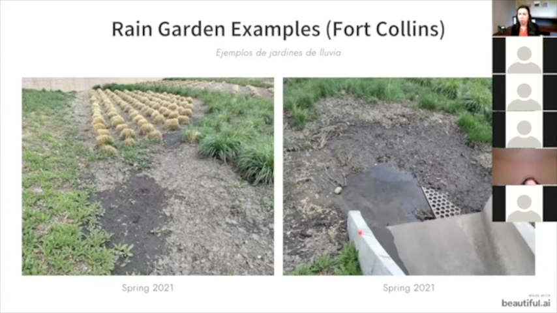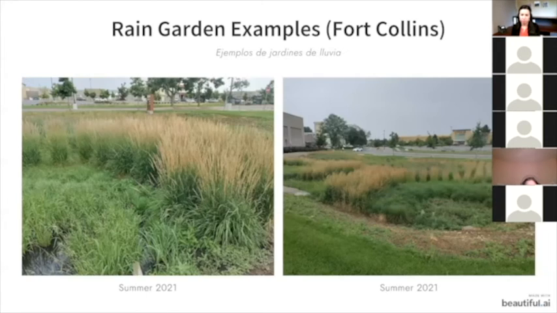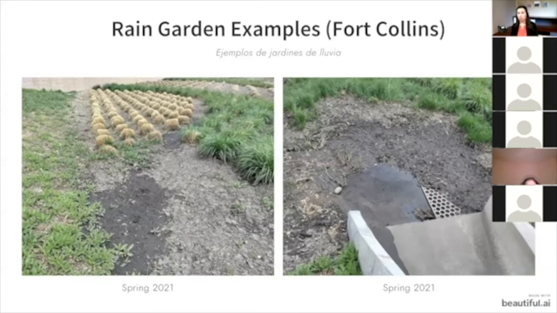Ideally, all of the water will flow just directly into your rain garden. So that would be my suggestion for them at that particular point.